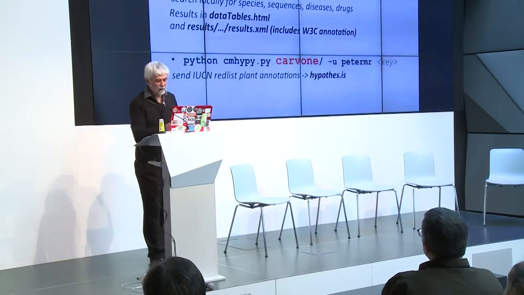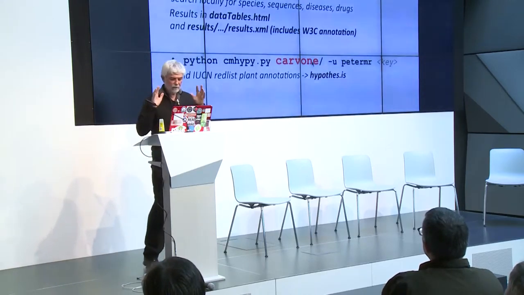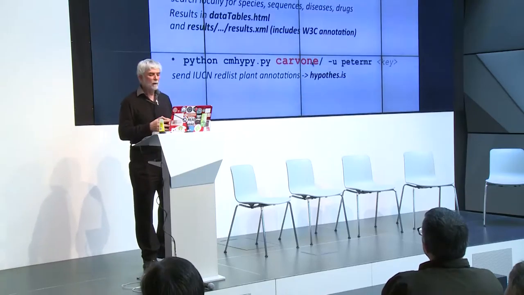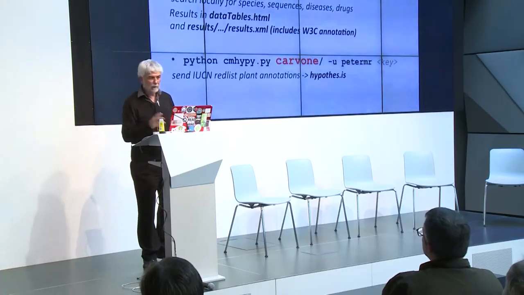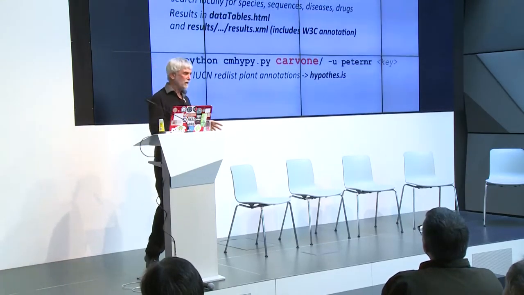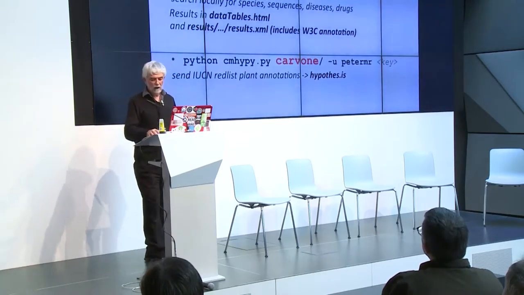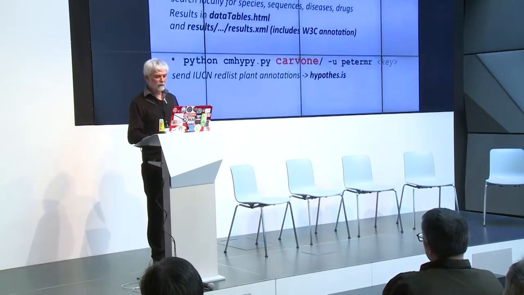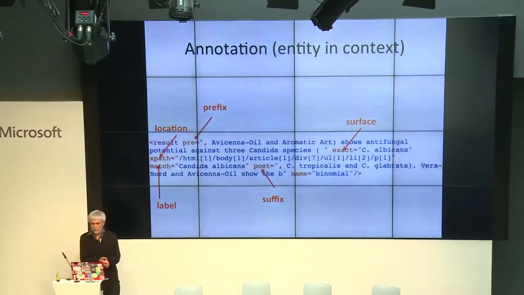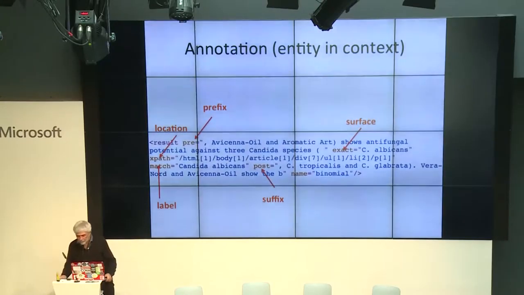Now what we're going to do is the annotation. Now, the annotation is where it really gets exciting, so Tom Arrow in our group has taken the Hypothesis API and put our queries into it. So let me show you what we get out of this. This is what we call an entity in context. And because we've done it properly, because Hypothesis have done it properly, this is essentially the same as a W3C annotation standard.